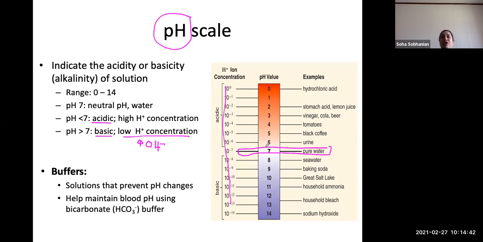So one question for you now. What is the weakest base on this chart? Seawater, correct. Okay, got it. Ooh, trick question.